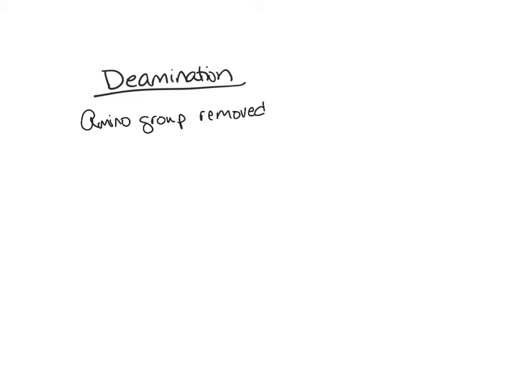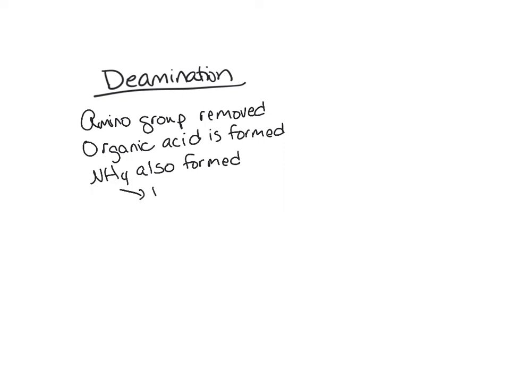The second process is called deamination. During deamination, an amino group is removed again, but in this process, it's not involving the keto acids. Instead, by removing an amino group, an organic acid is formed. But at the same time that the organic acid is formed, ammonia is also formed, and the ammonium ion is toxic. It's toxic to the cells. So then the liver enzymes have to convert the ammonium ion into urea, which is not toxic.